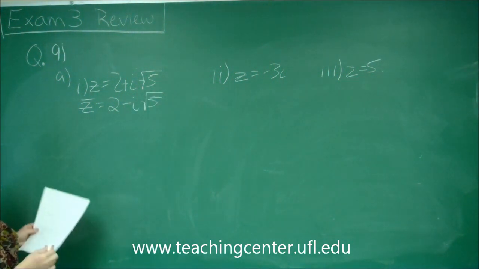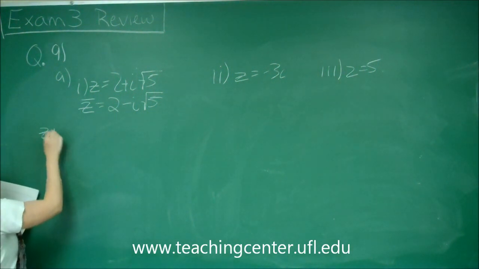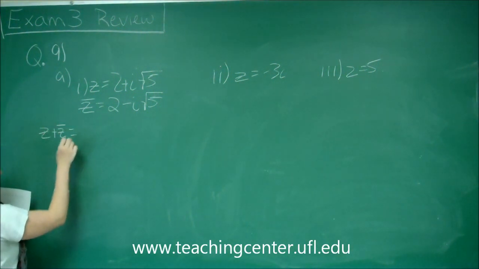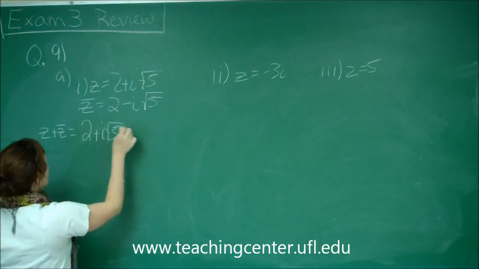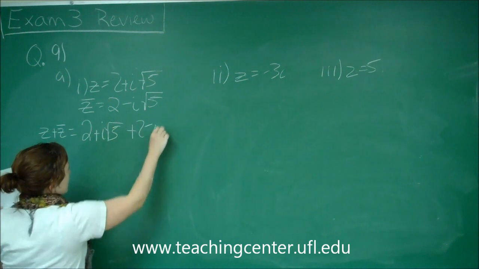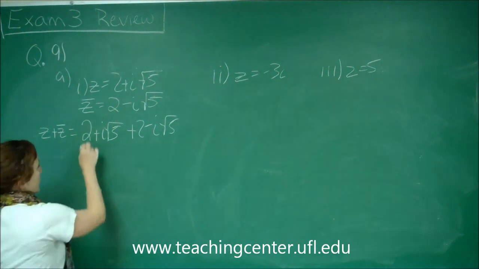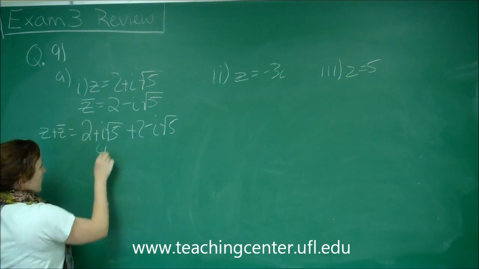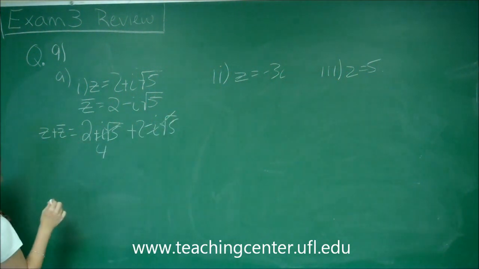And then the equations it wants us to know is z plus z bar. So z plus z bar, that's equal to 2 plus i square root of 5 plus 2 minus i square root of 5. And so when I solve that, I get 2 plus 2 is 4. And I get i square root of 5 minus i square root of 5. So that just gives me 4.